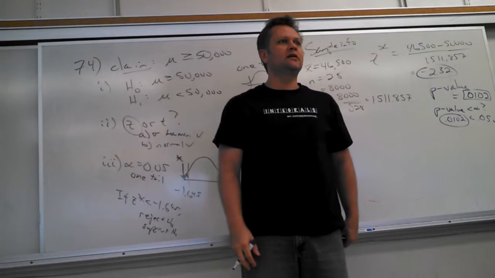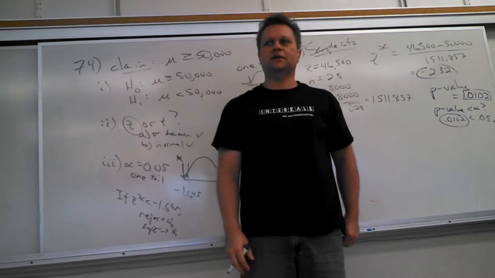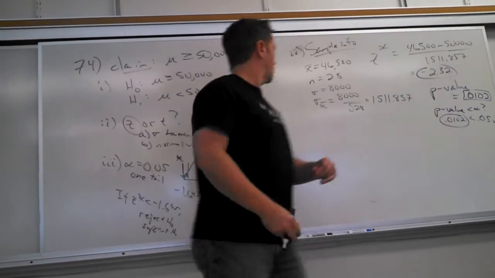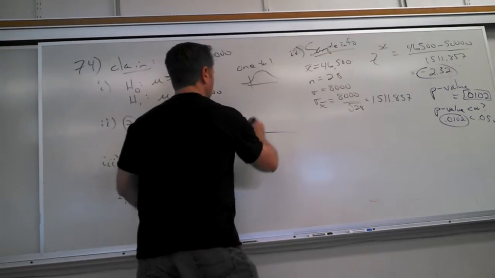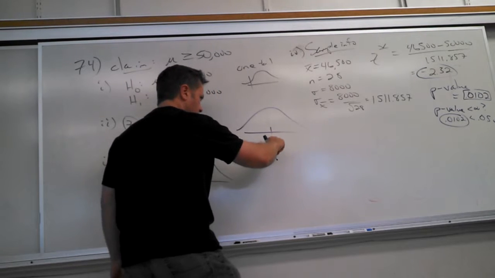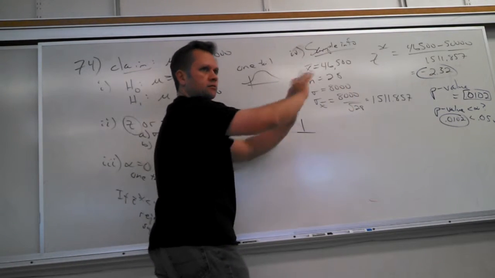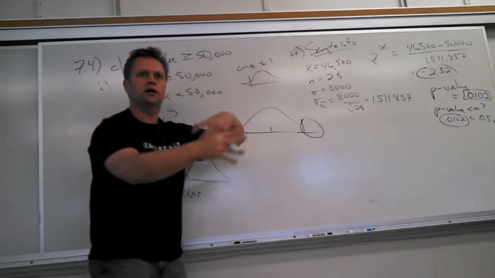It means that there's a 1% chance I made a type 1 error. There's a 1% chance that it could have, because if that really is the middle, how often will something show up that far away? About 1% of the time. Something will show up in that area 1% of the time.